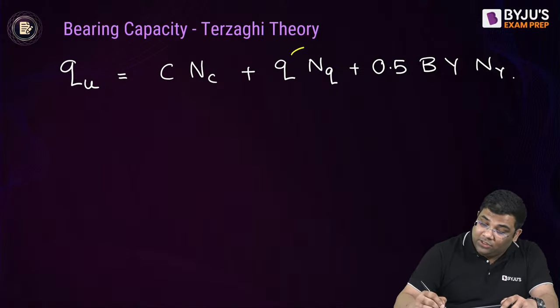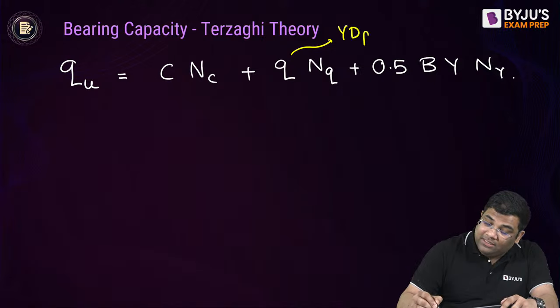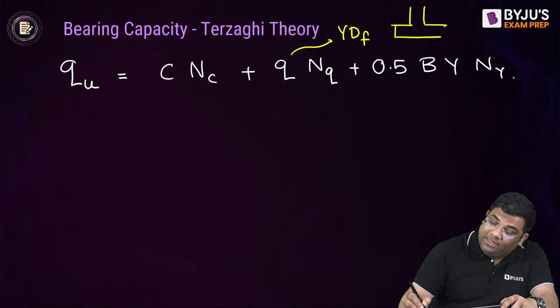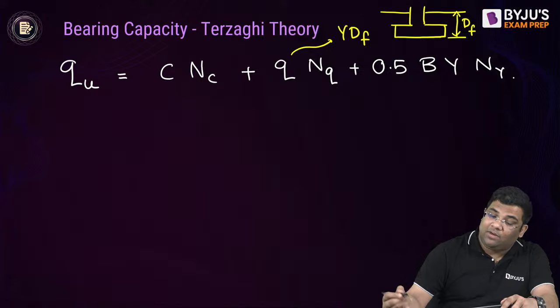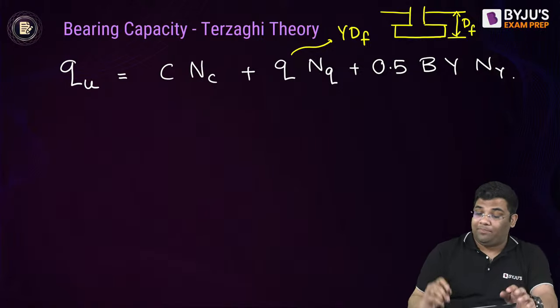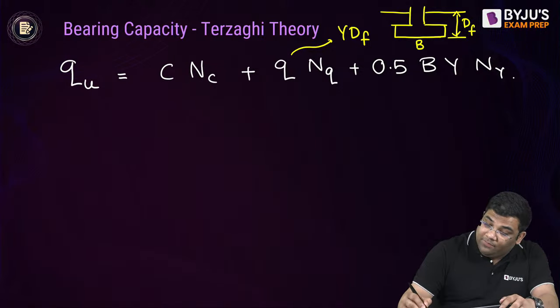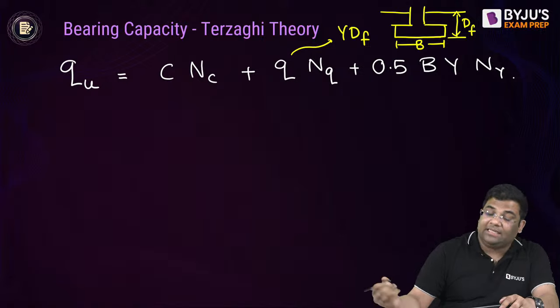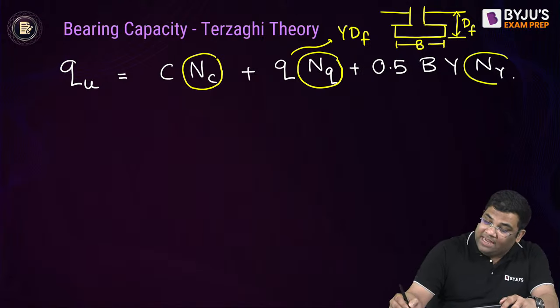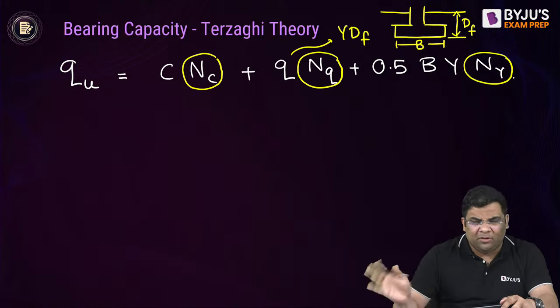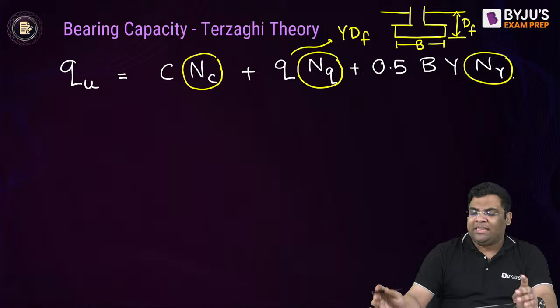Now what is this q? q is gamma dF. We are finding the bearing capacity of soil for a footing at its base, so dF is the depth of footing. Gamma is the unit weight. B is the width, or size, of this particular footing. And Nc, Nq, N gamma are the bearing capacity factors which depend on the angle of internal friction. There are equations, but no need to remember them. They will be given to you in the examination.